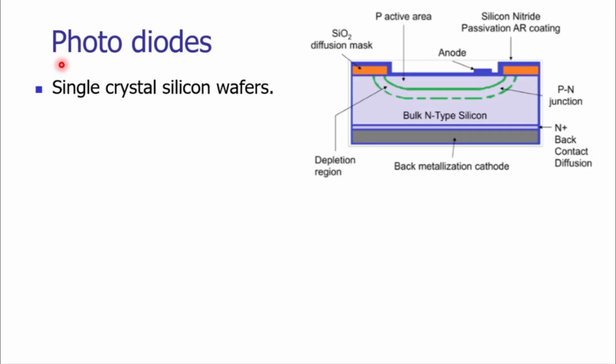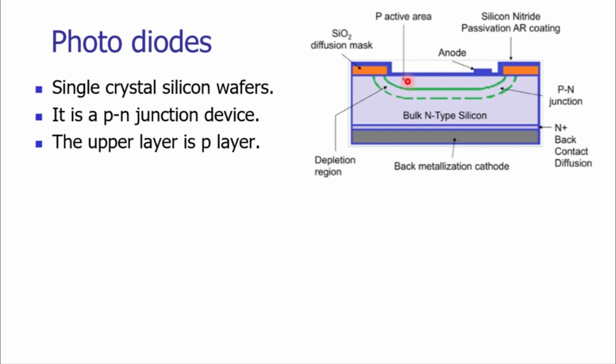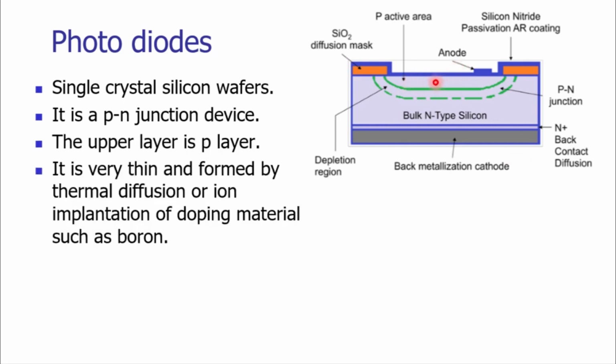Now let us study the construction of the photodiode. It is constructed on a single crystal silicon wafer. The constructional details are shown on your screen. The photodiodes are also called PN junction devices. In a PN junction device, the upper layer is the P layer. It is thin and it is generally formed by using either thermal diffusion technique or ion implantation technique. The boron is doped inside this P material.